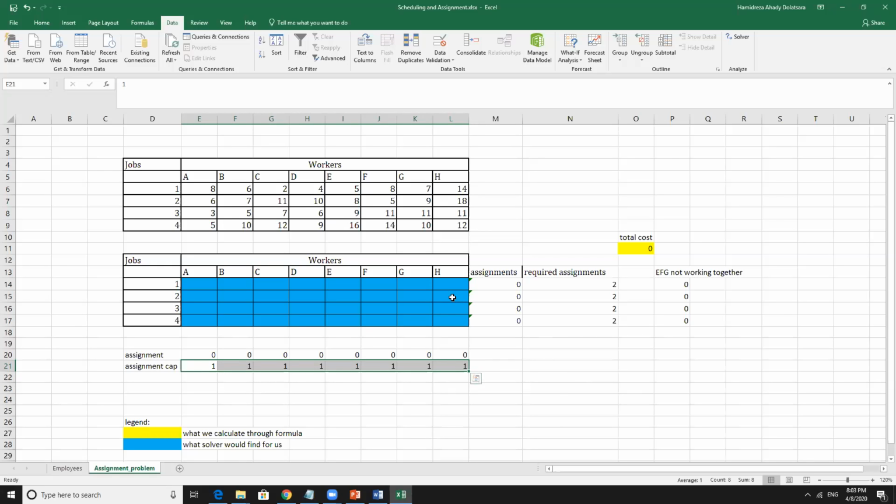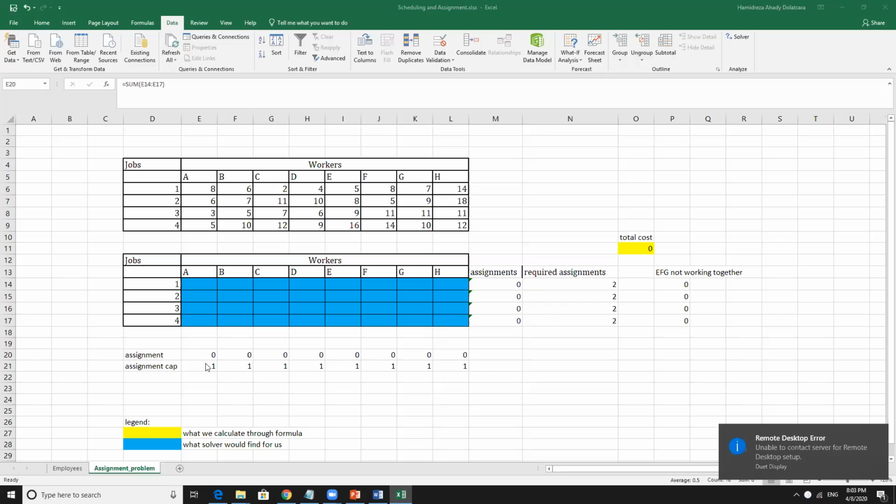Now we can check two limitations. First, we should satisfy 2 employees for each job, and we can check it with the assignment column. Also, we should satisfy another constraint. At the end, it shouldn't be more than 1.